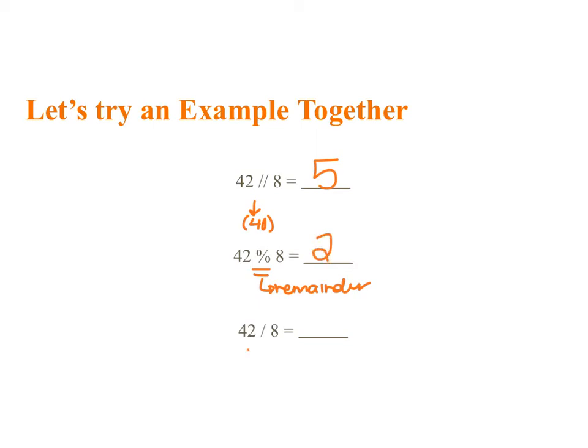Then from here, we have our float or our double division. So notice this is different. We had integer at the top, and here with the single slash we have float. So this one's going to give us a decimal result. If we take 42 divided by 8, we end up with a total of 5.25.